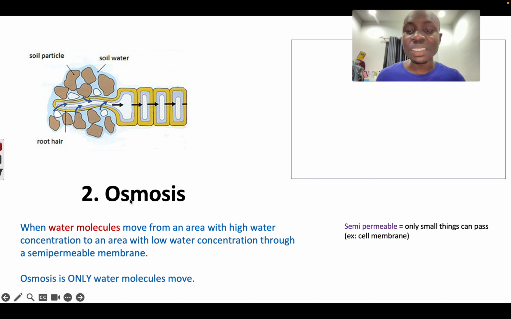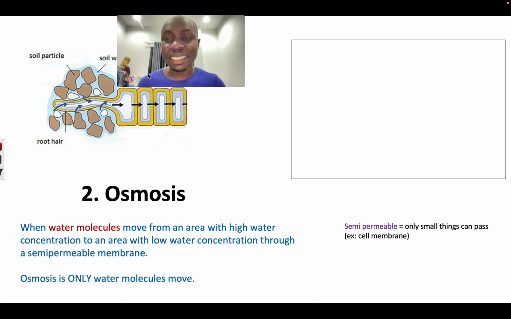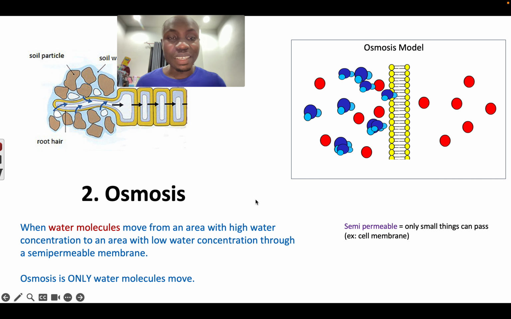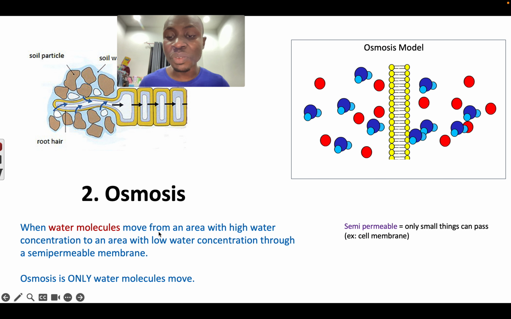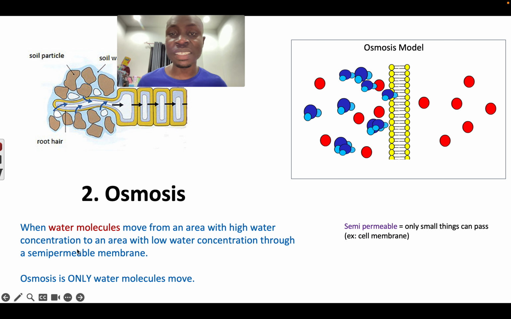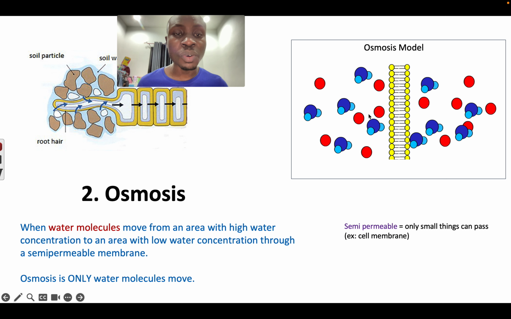Now this is called osmosis. Again, what is that? Osmosis. And here is a model to show you that. It is when water molecules move from an area with high water concentration to an area with low water concentration. And they move through the cell membrane. This is the cell membrane, the yellow color. So here we can see the water molecules moving from outside to inside, from more water area to less water area.